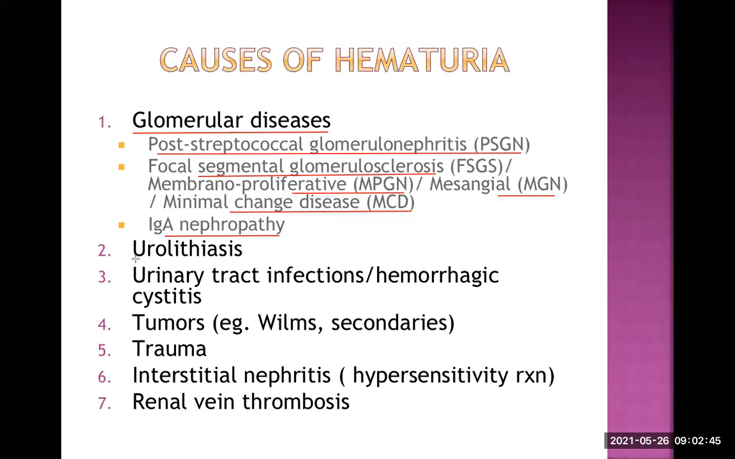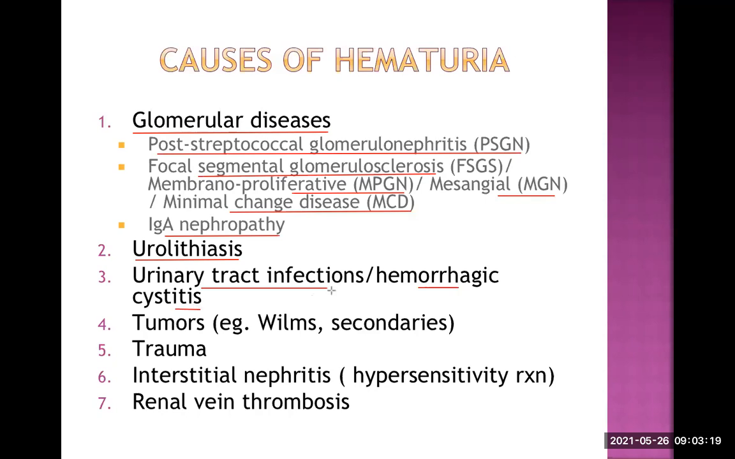Second important type of cause is urolithiasis, also known as kidney stones or urinary tract stones. Urolithiasis: renal stone or kidney stone, ureteric stone, and urinary bladder stone. All of them can lead to hematuria, all of them. Very, very important clinical feature. Urinary tract infection or hemorrhagic cystitis are important causes of hematuria.